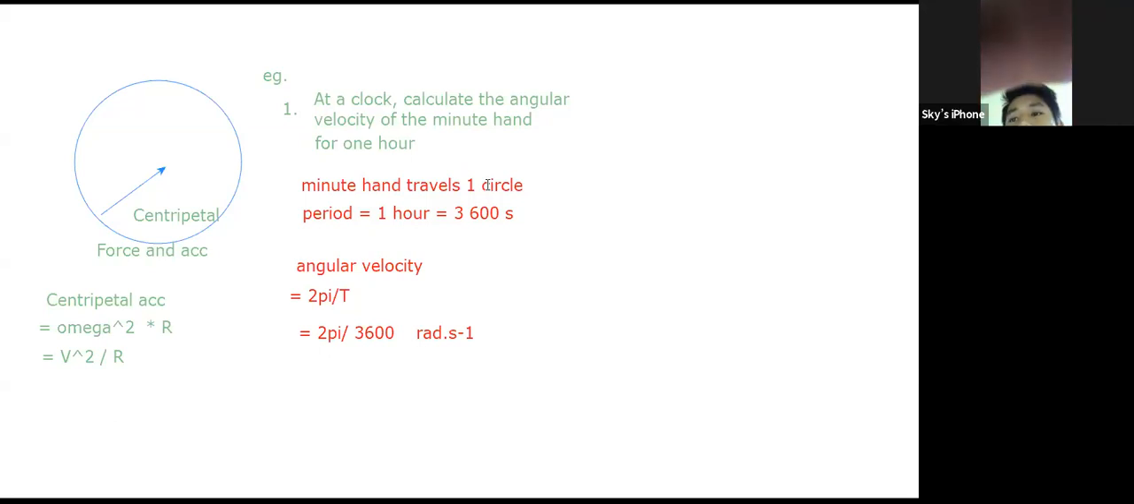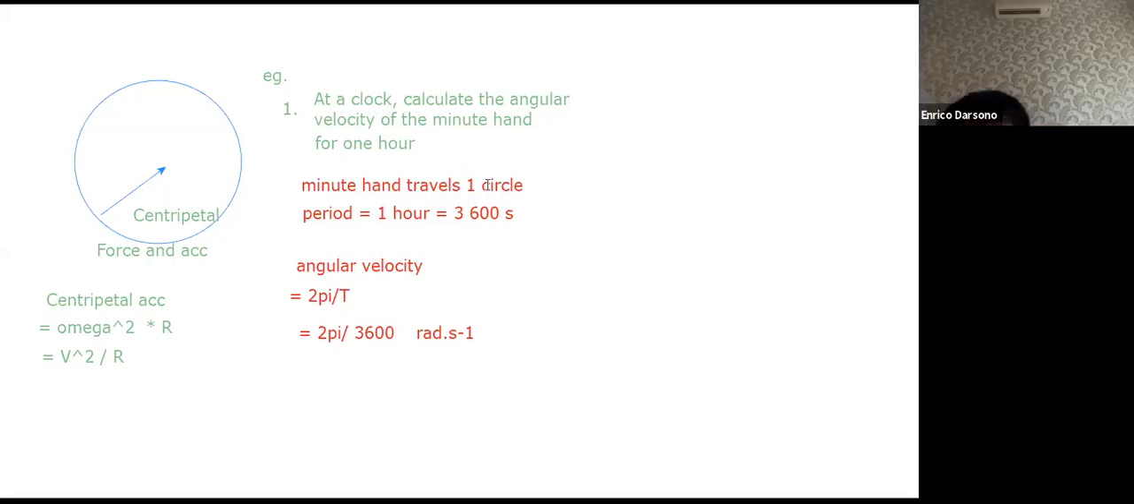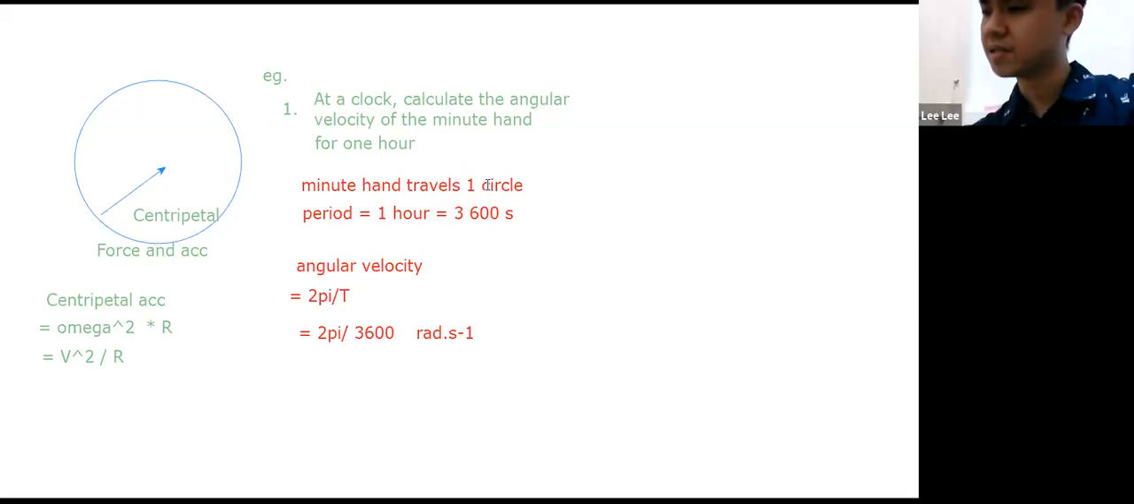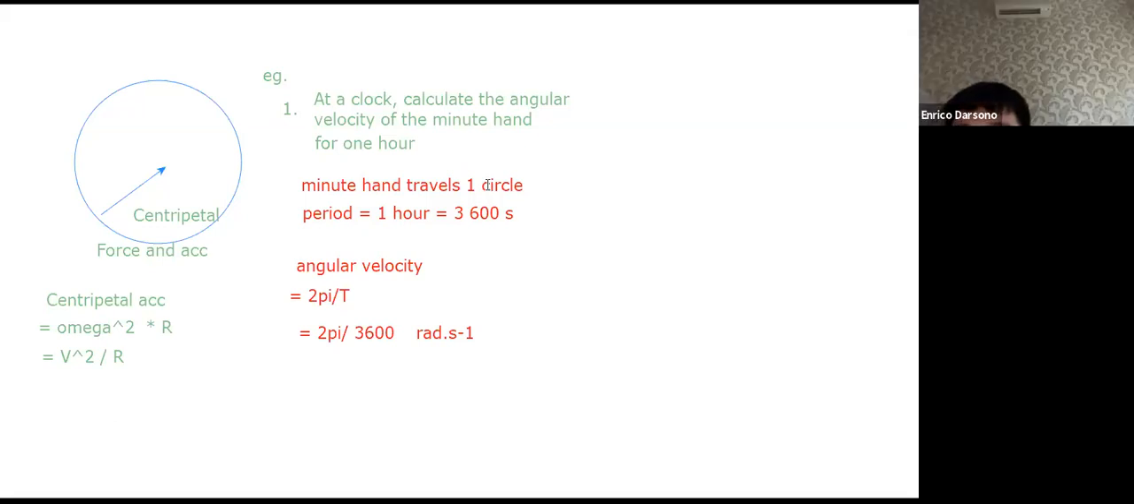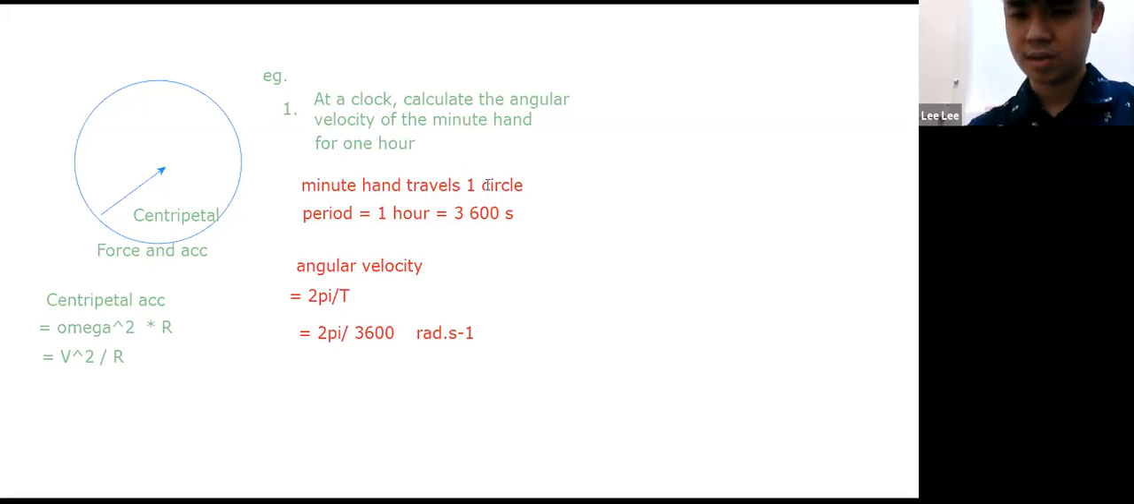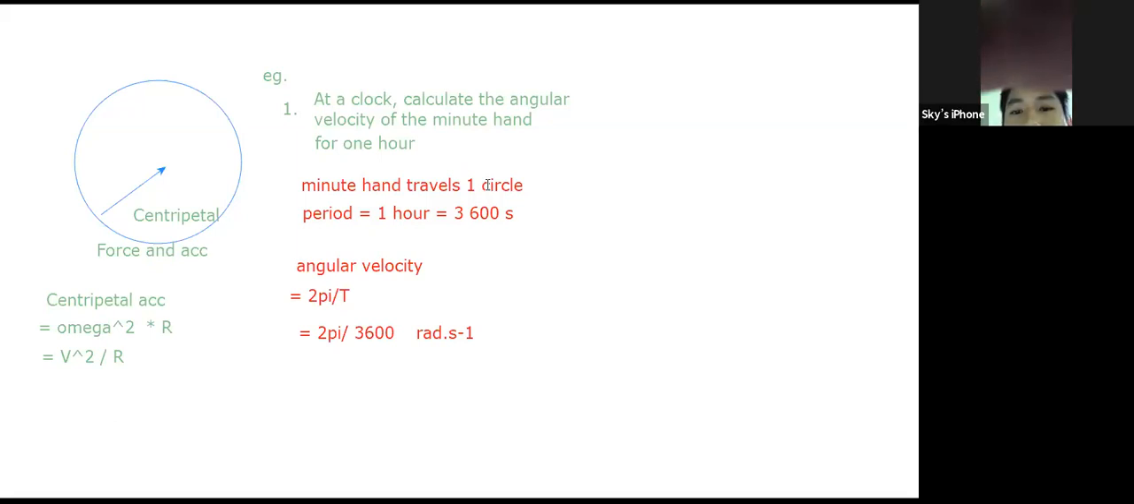So just now, the formula for angular velocity over frequency: angular velocity is omega. Omega is 2 pi times the frequency, or omega is 2 pi over T, or 2 pi times n.